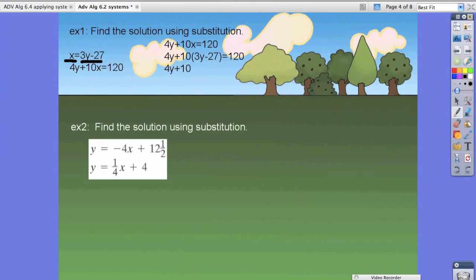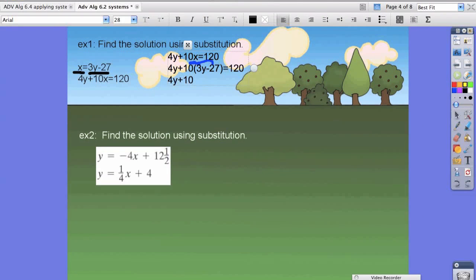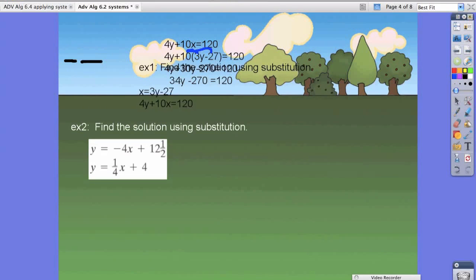Now we're going to distribute that 10 to everything on the inside. Therefore, we get 30y minus 270 equals 120. This gives us 34y minus 270 equals 120. I'm going to move this over just a little bit.